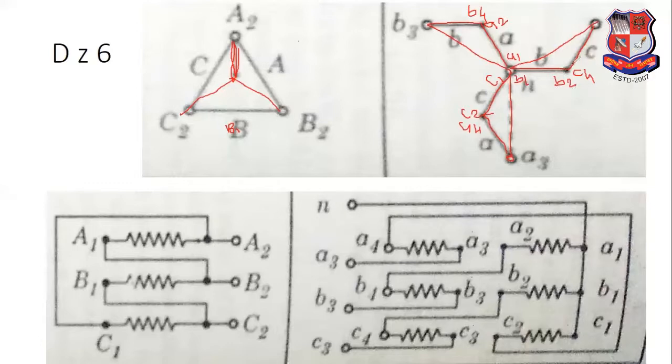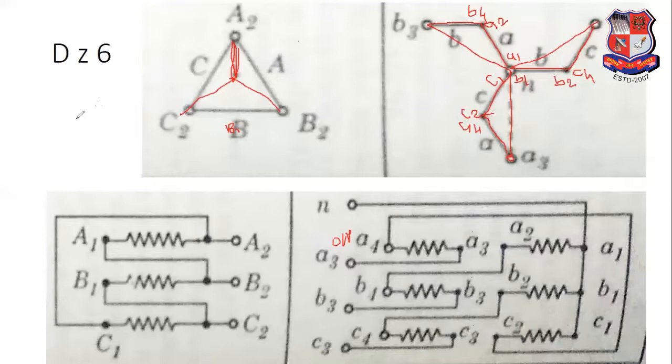Okay. Now B2 is connected with the C4. C2 is connected with A4. So A4 is connected with C2. And B4 is connected with A2. Okay. And from A3, B3, C3, you have to take your output. So this is the DZ6 connection.